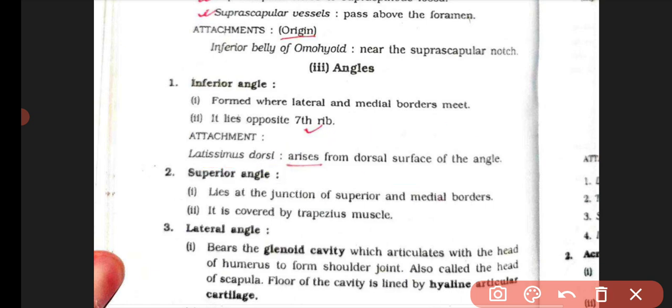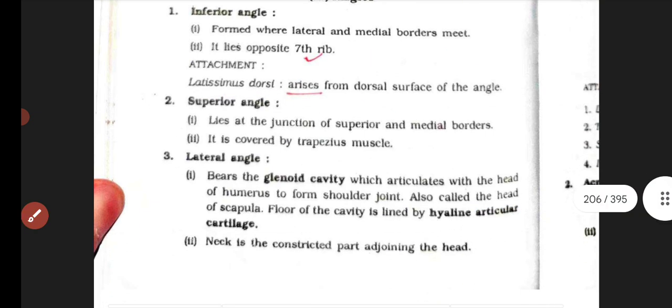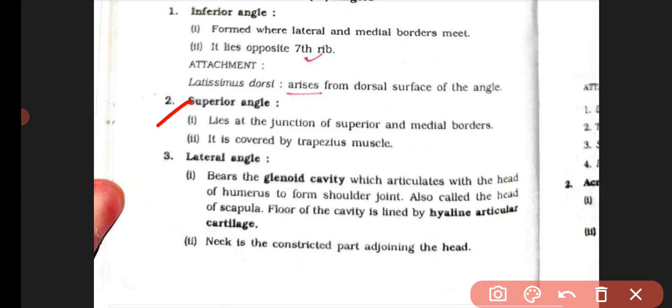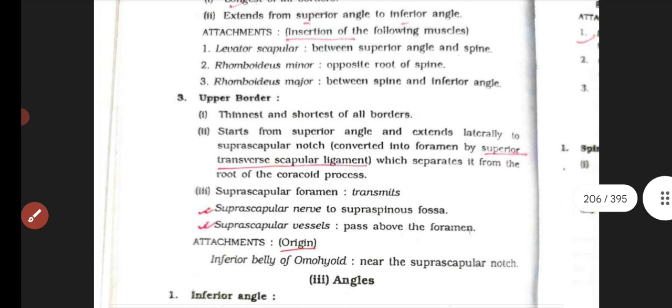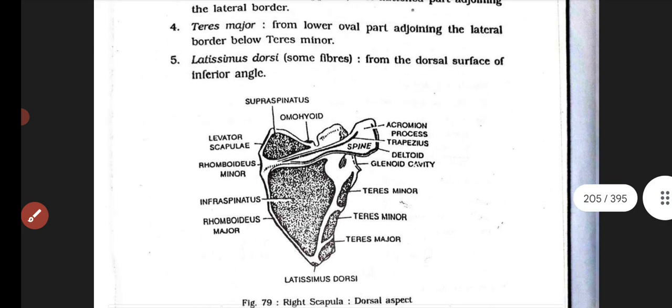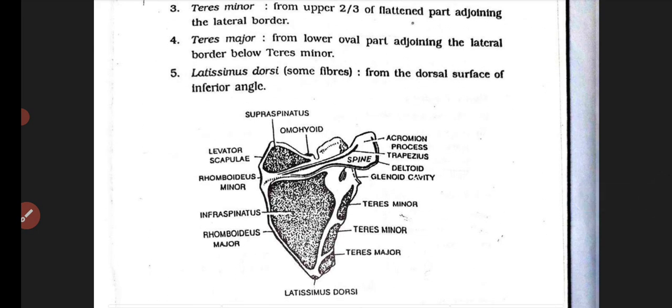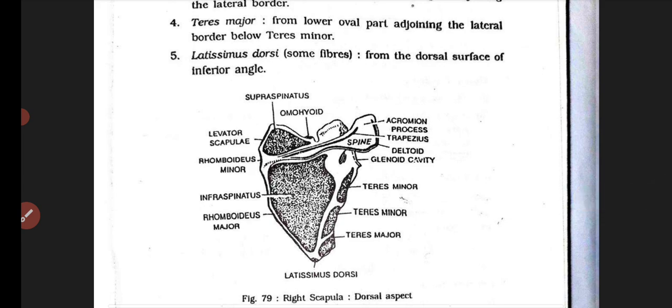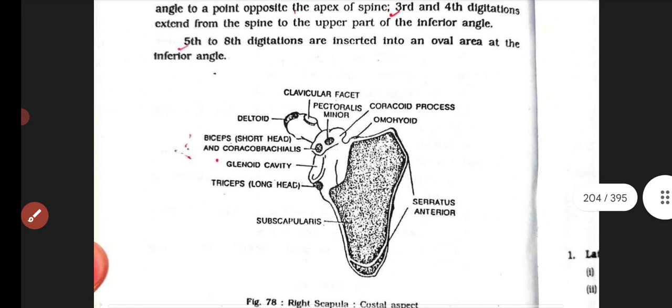Now comes the next portion, the superior angle. It lies at the junction of the superior and medial borders. The whole superior angle is covered by the trapezius muscle. This one is the superior angle.